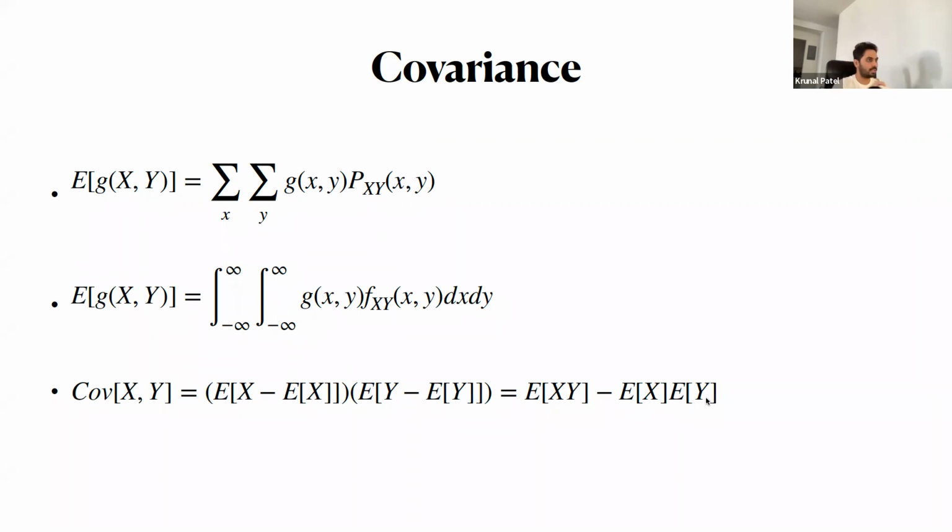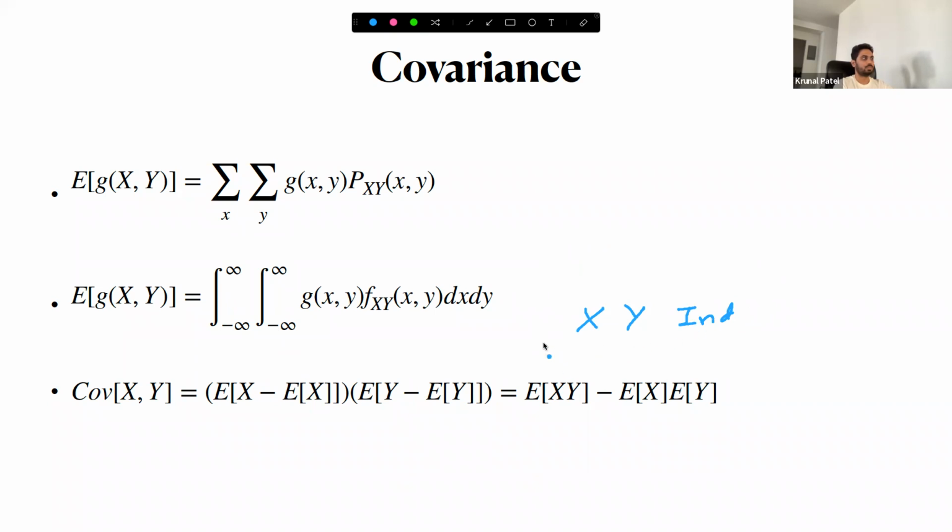Okay, so here is the question. What happens to these expectations when x and y are independent? What is the covariance of x and y? Somebody in the chat can answer. Yeah, that's exactly correct. It is 0, because in that case you can just split this expectation: the expectation of xy is the same as the expectation of x times the expectation of y.